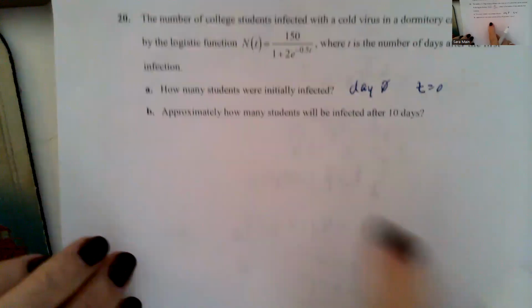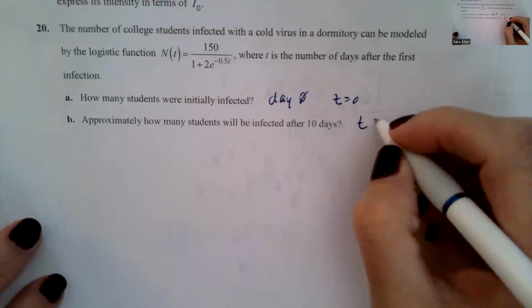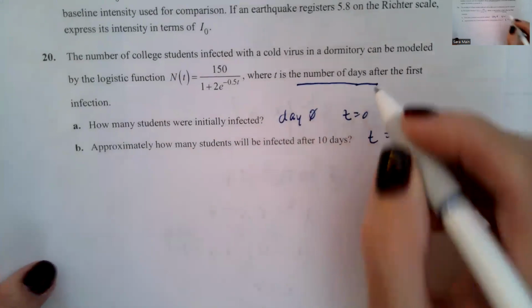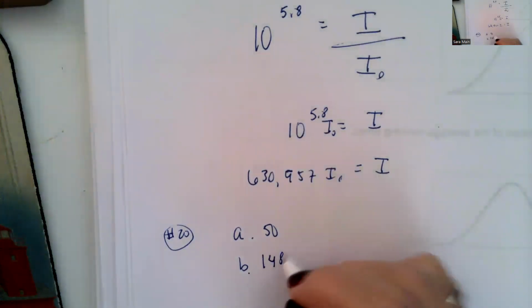And then it says approximately how many students will be infected after 10 days. So that's going to be at T equal to 10 because they said this T is represented as the number of days after the first day. So after 10 days, there'll be 148.